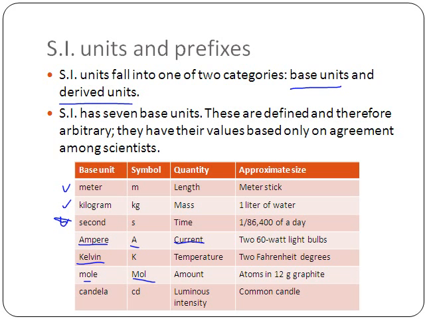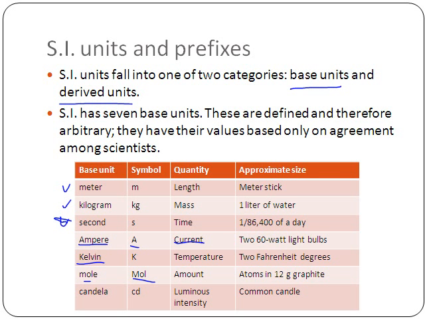Roughly approximate size, atoms in 12 grams of graphite. And so 12 grams of graphite would have, what's the term, Avogadro's number, which is the number of atoms in a mole. So it's the number of things in a mole. So it's the number of atoms in 12 grams of graphite, which is all carbon. So that's how it's defined there.